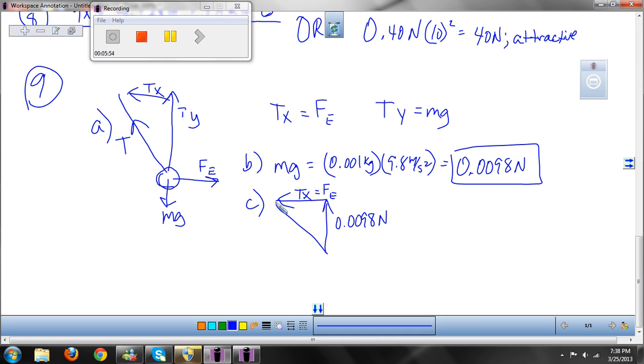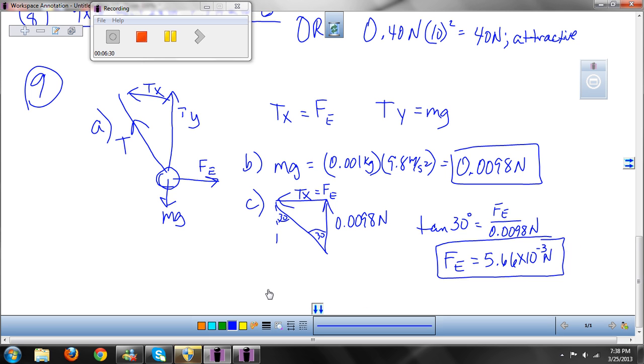And they tell you that this angle here is 30. The tangent of 30 is equal to the electric force divided by 0.0098. So when I did that, I got the electric force to be the tangent of 30 times 0.0098. And that gave me 5.66 times 10 to the minus 3 newtons for this force.